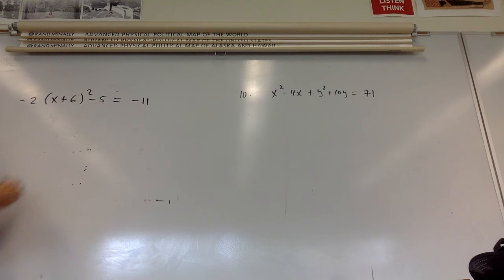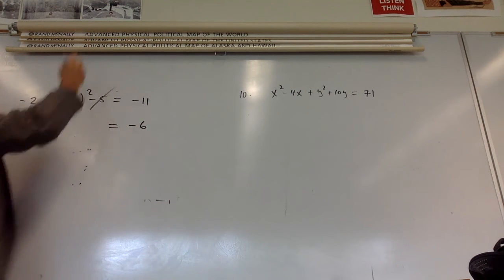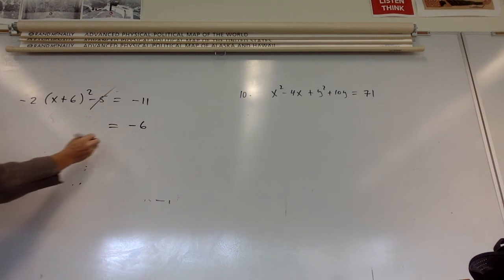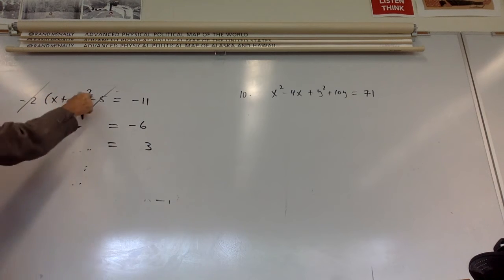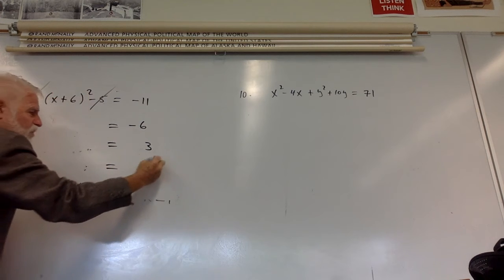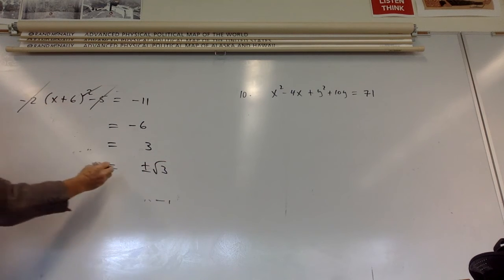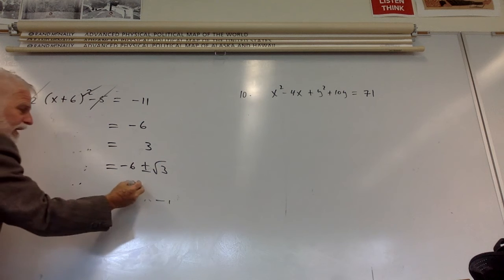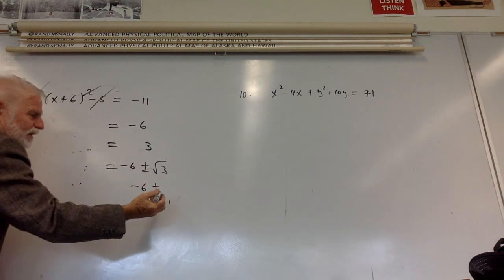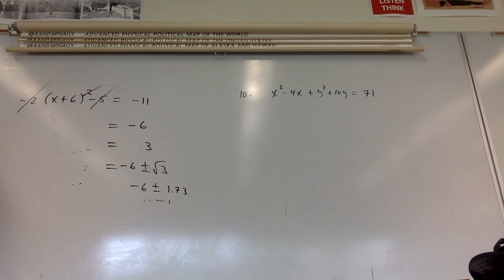What's your first step? Add 5, negative 6. Boom. What's your next step? Divide by negative 2. Boom. What's your next step? Undo squaring with plus minus square rooting. Boom. What's your last step? Addition of 6 becomes subtraction of 6. Okay, that's what you got. This number's negative 6 plus or minus approximately 1.73. Just to get a feel for what the x values are.